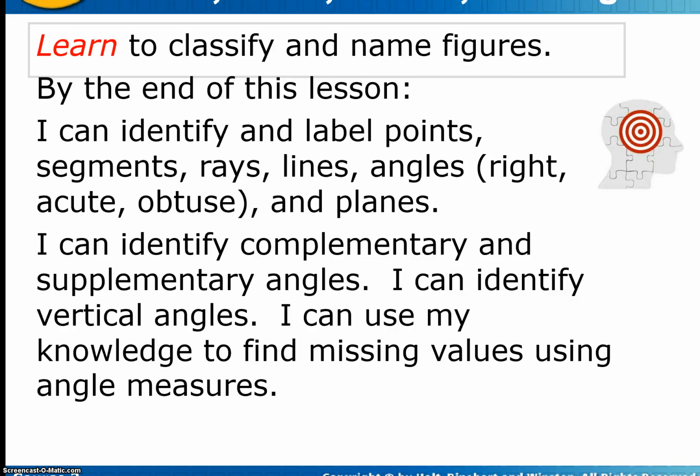Hi everybody, Reinhardt here. Today I'm going to go over how to classify points, lines, planes, and angles. Now most of you have learned about this in 6th grade, so this should be somewhat of a review.